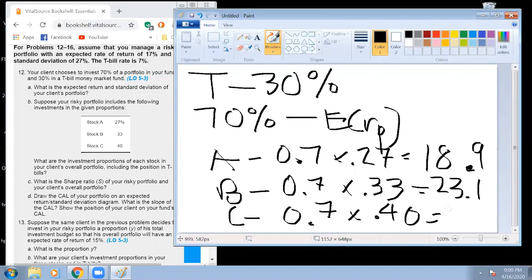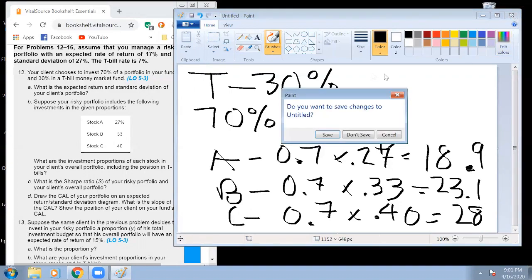And for C, 28%. So the way you really check to see if you've gotten this correct here is you're going to go ahead and add up these weights. These are the percentages invested in A, in B, and C. All of these three here should add up to 70%. So let's go ahead and just calculate that out, just make sure that we did these calculations correct. Yep, 70%. So let's go ahead and move on to the next part here.